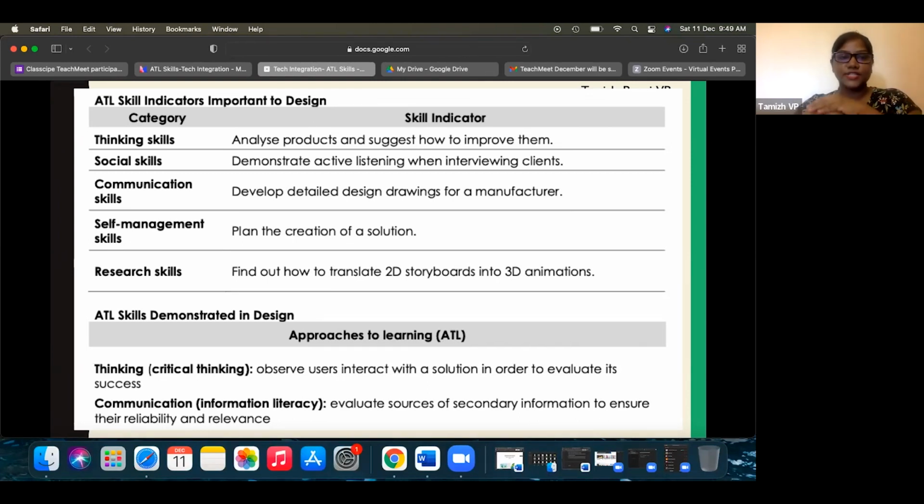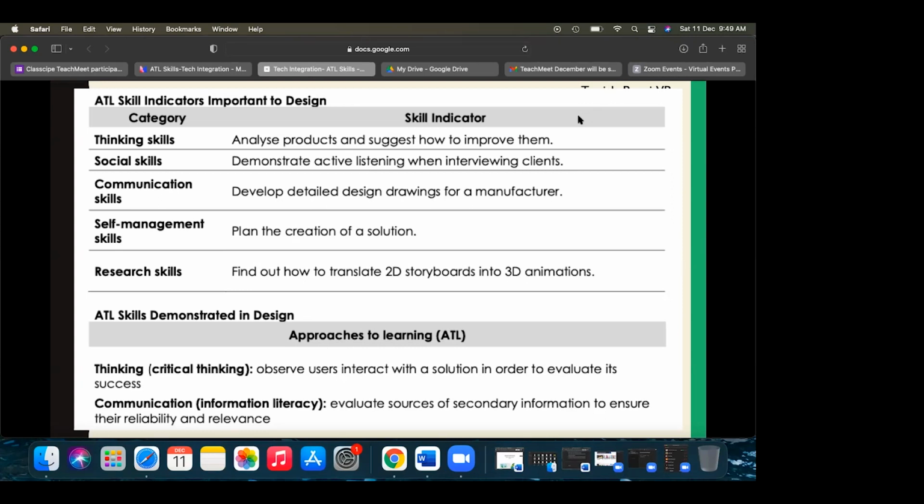Now, I have one question. Can any one of you map your subject with any of these skills and tell me how you can connect with any activity or engagement that you've already done in your class? Anybody?